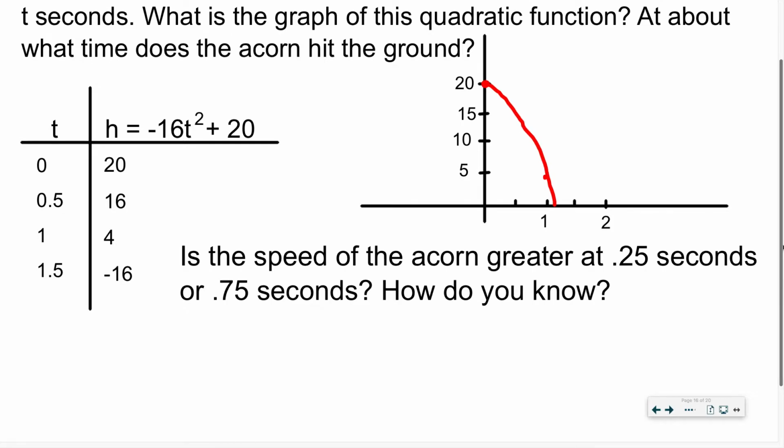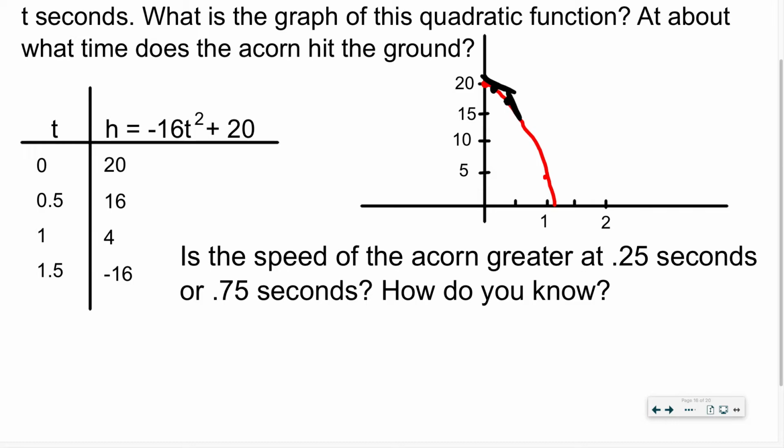This question students always tend to get wrong. Is the speed of the acorn greater at 0.25 seconds or at 0.75 seconds? Where is it faster? Think about what it means to be fast. What part of the graph represents an increase in speed? When a line moves faster, what do we know about it? It's steeper. So at which point are we steeper? The second one.